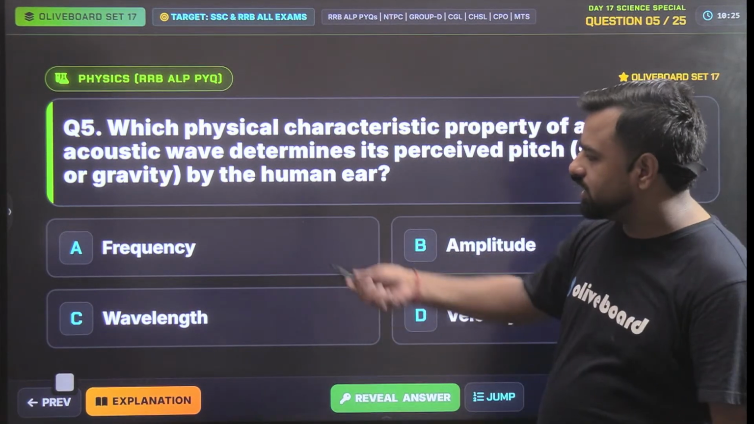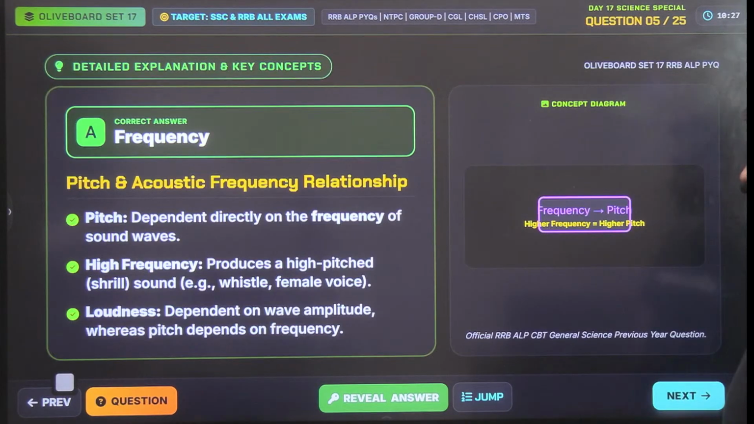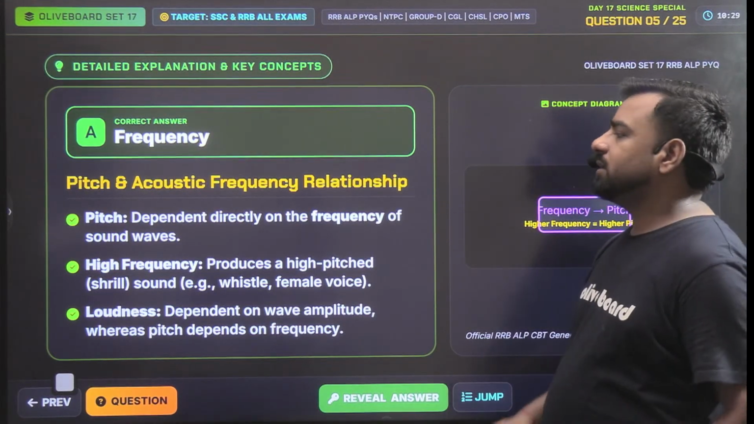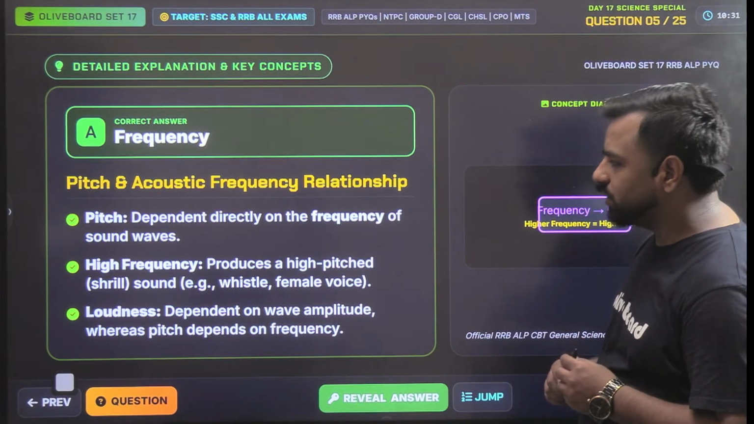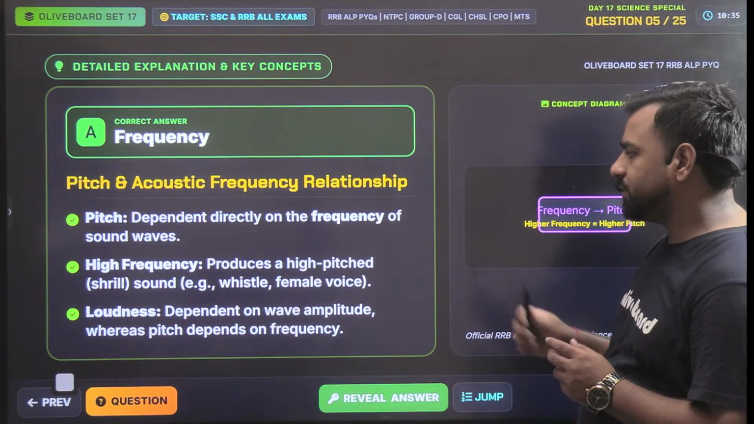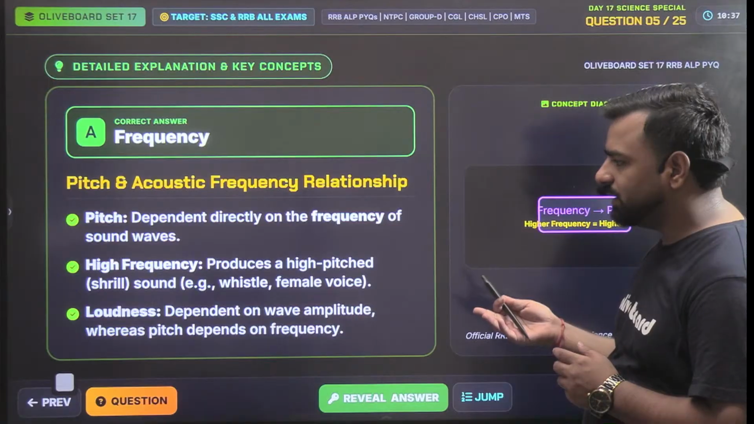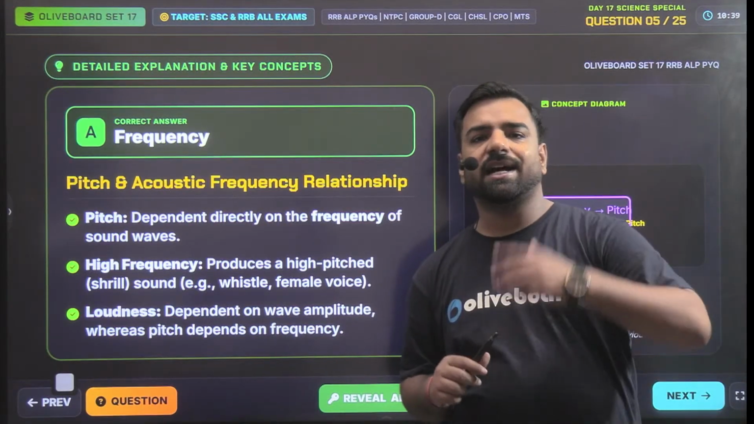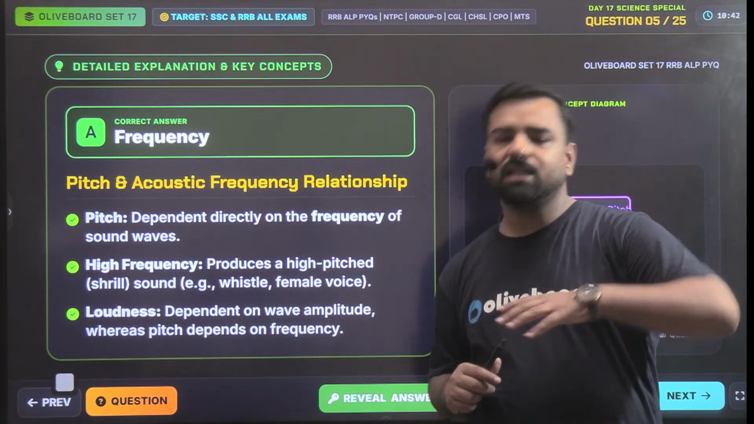Okay. So in this case, frequency will be the answer. So pitch is dependent directly on the frequency of the sound wave. High frequency produces a high pitched or shrill sound like whistle or female voice. So female voice has the higher pitch and the male voice has the lower pitch.